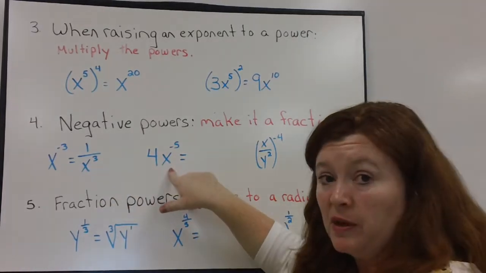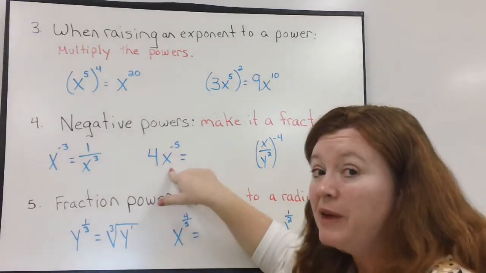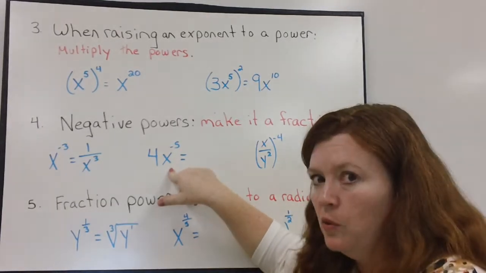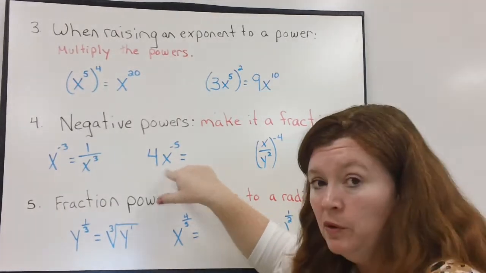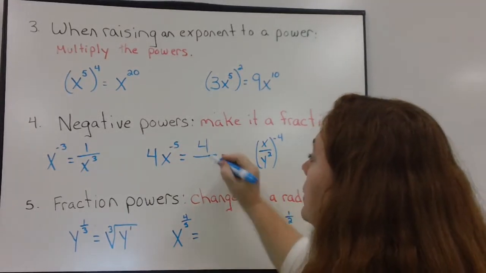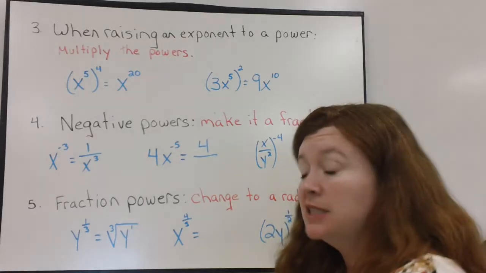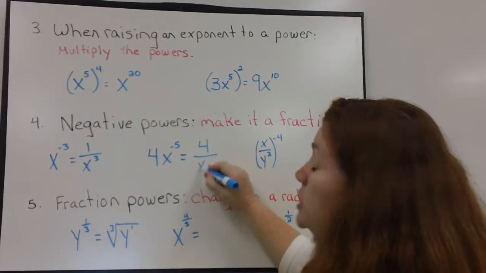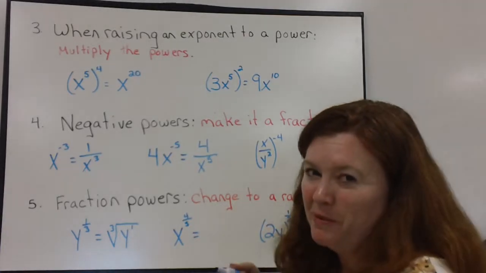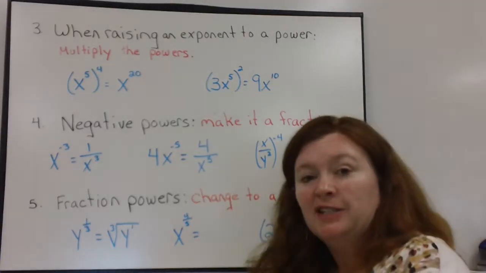Be very careful though. The only thing being raised to the negative 5 power is the x, not the 4. So the 4 does not get moved to the bottom of a fraction. I'm going to leave my 4 where it is and move the x to the bottom of the fraction. And once you move it, you must change it to a positive. And then I have my answer.